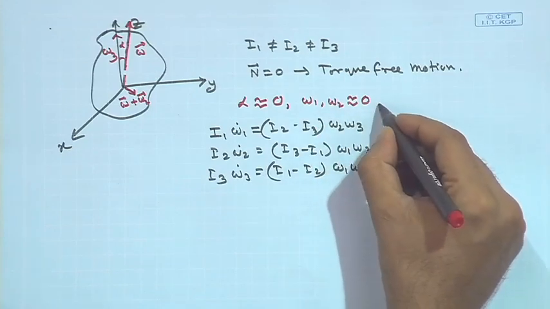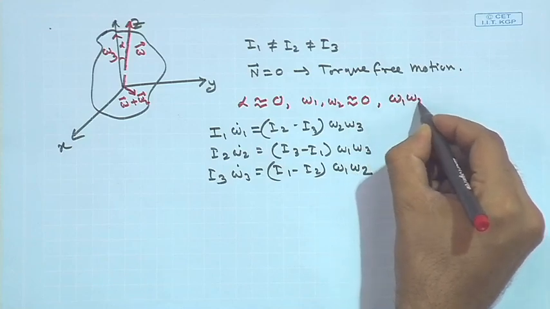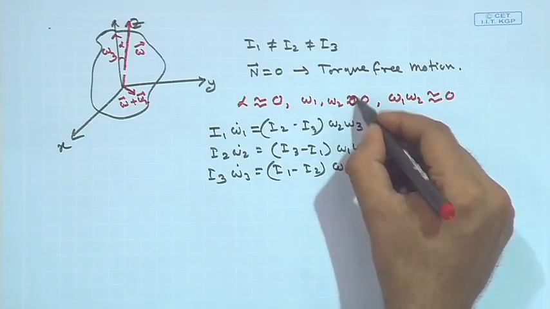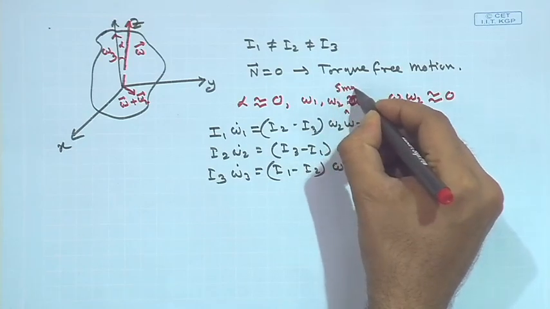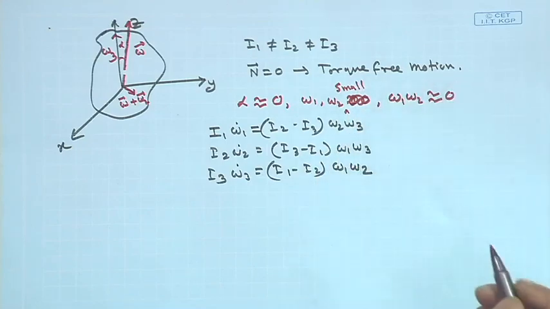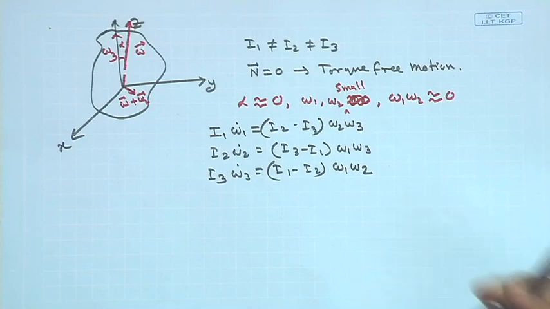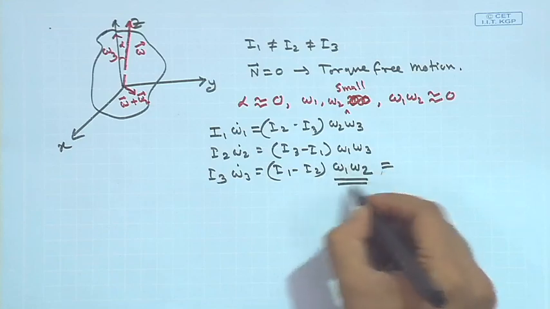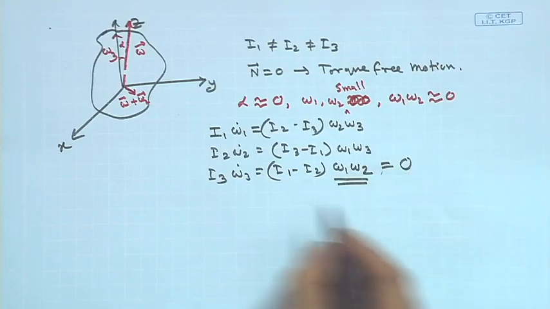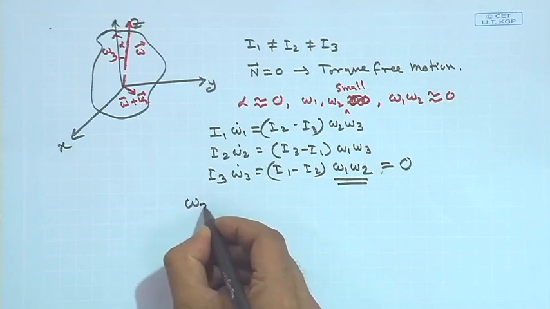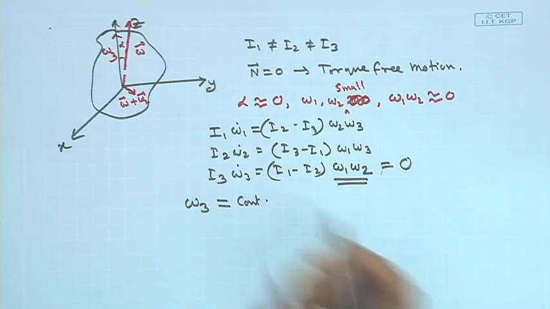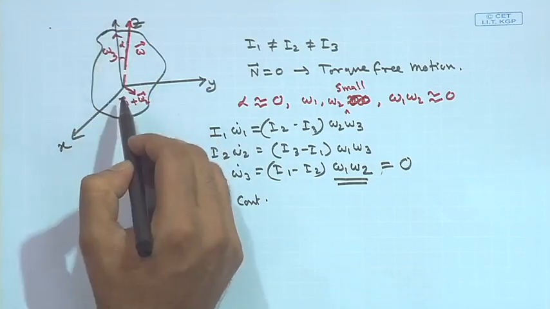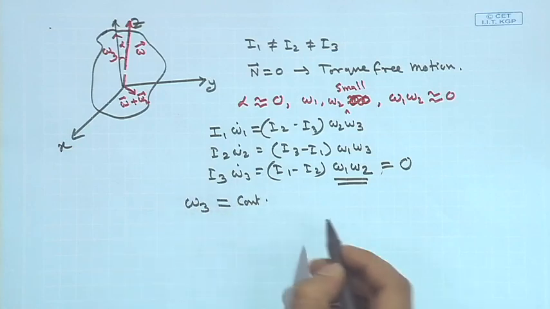So, if we multiply two small numbers, the product omega 1 omega 2 will also be very, very small. That means their product also goes vanishingly small. So, if this is the case, then we see that the last term in the last equation we can neglect, we can put this equal to 0. So, the entire right hand side goes to 0, which gives you immediately that omega 3 is a constant. So, if the angle between rotation axis and body axis is small, then omega 3 is essentially constant.